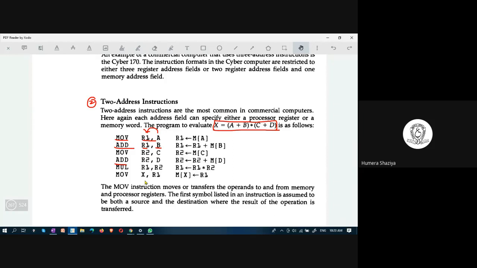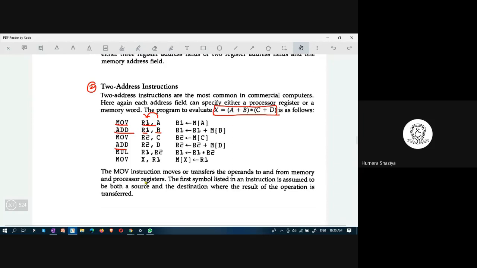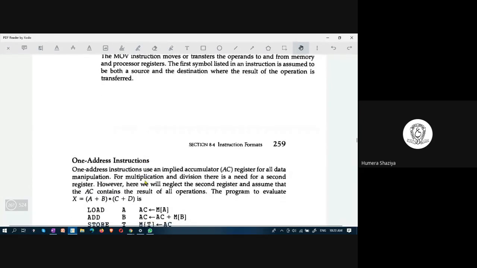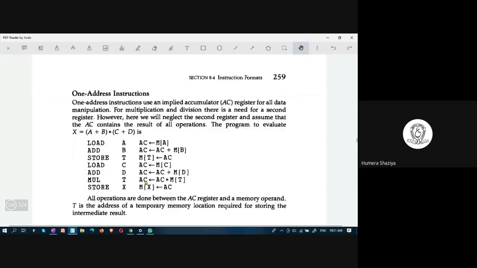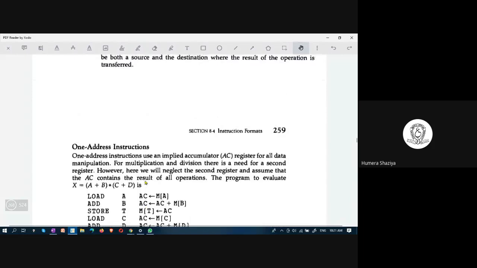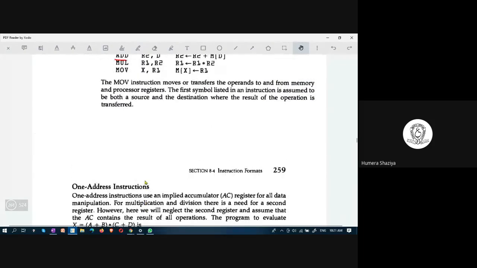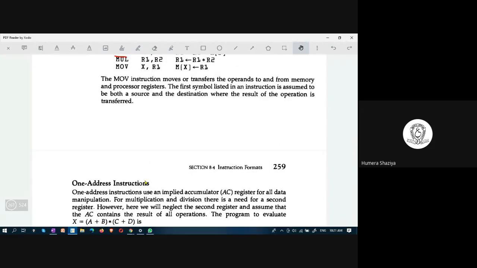All right, students. Yes, ma'am. Now you do it for one address instruction. How can you do it for one address instruction? One address instruction means it is the same statement. Can you do it for single address?